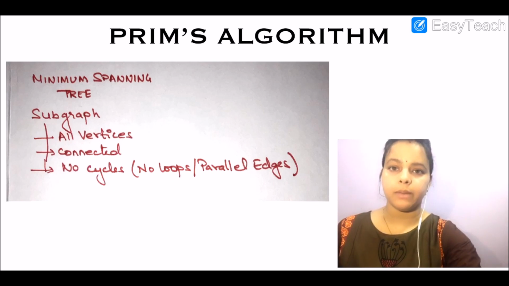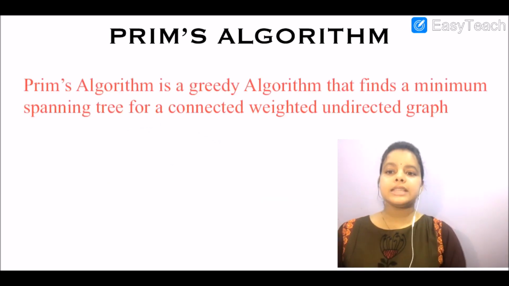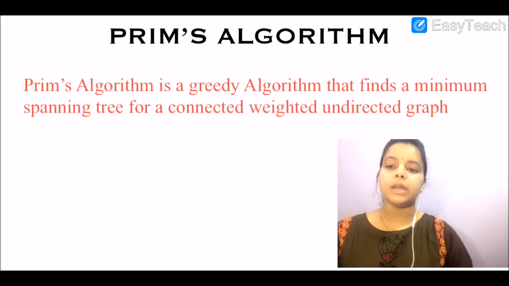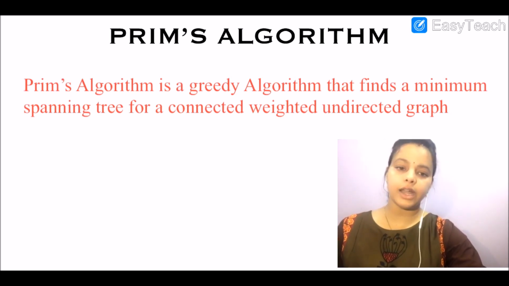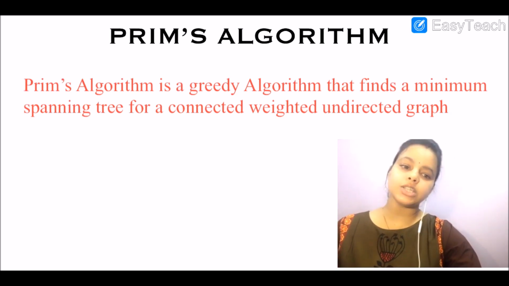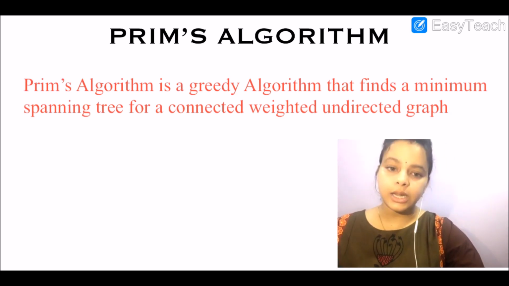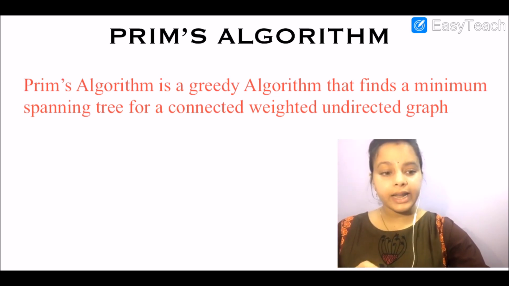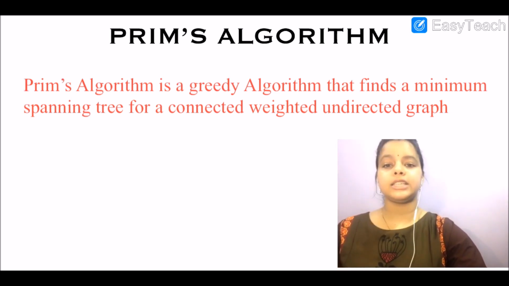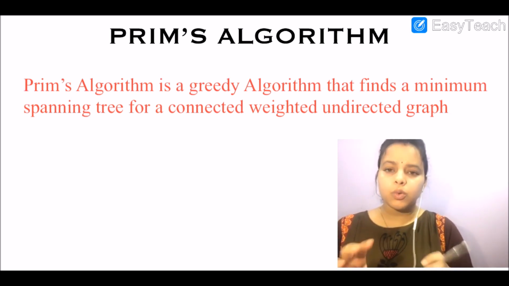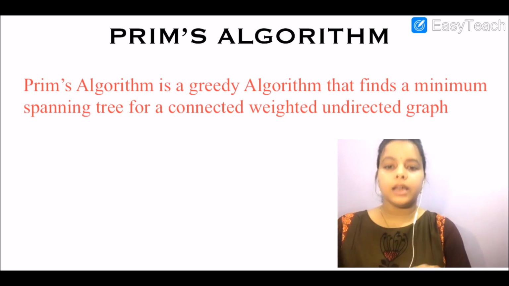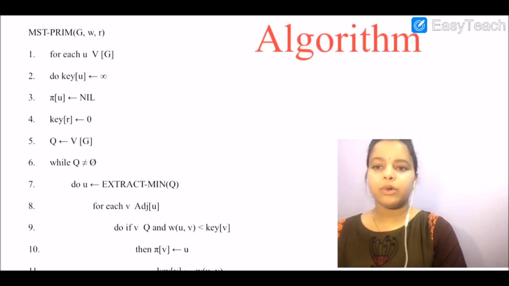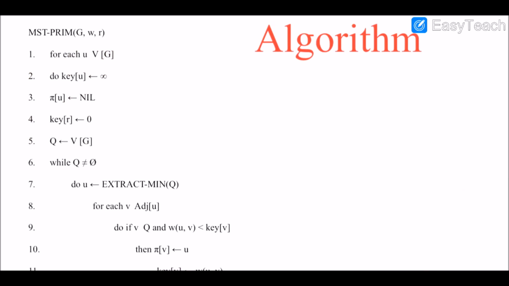Additionally, the total cost of the tree should be minimum. Basically, Prim's algorithm is a greedy approach which finds a minimum spanning tree for a connected, weighted, undirected graph, right? So it finds a subset of the edges that forms a tree which includes every vertex, where the total weight of all the edges in the tree should be minimum. What does this mean exactly? We will implement it using an example, but before that I would like to discuss the pseudocode of the algorithm.